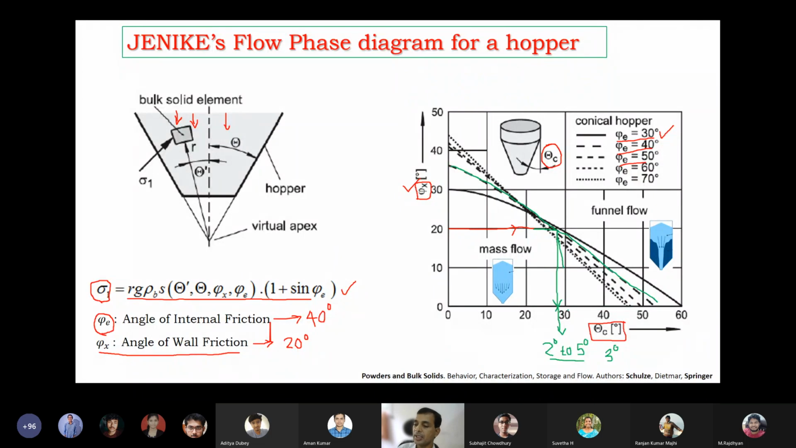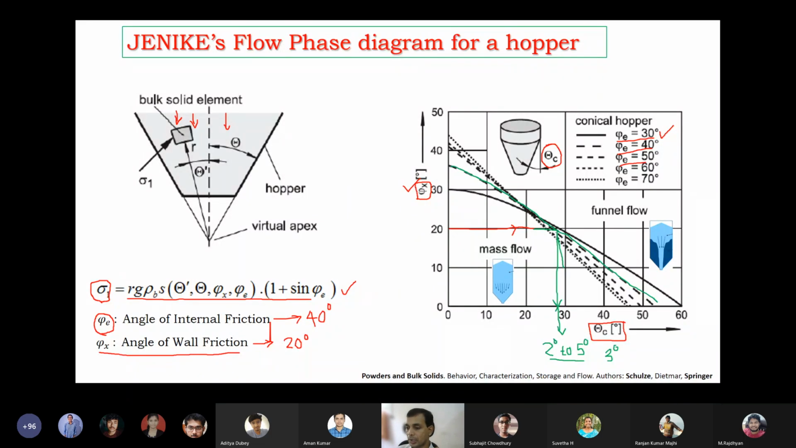Usually, they will add 3 degrees to get the conical hopper angle. Jenike found this empirical correlation, and it helps to find the conical hopper angle. Although it was published 100 years ago, it is widely used even now. It's completely valid and excellently used.